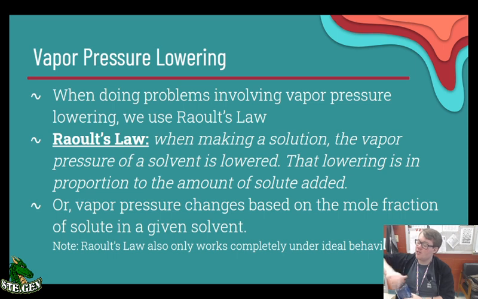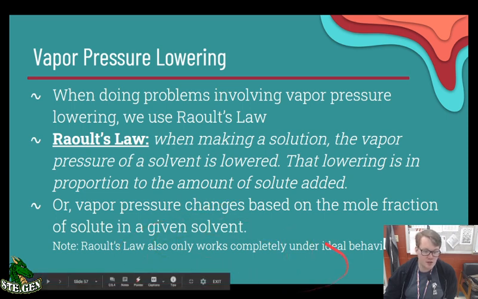What we use when we do vapor pressure lowering problems is what's called Raoult's law. Raoult's law says when you're making a solution, the vapor pressure of a solvent is lowered. Whatever the solvent is, its vapor pressure goes down by adding something to it. That lowering is in proportion to the amount of solute added.